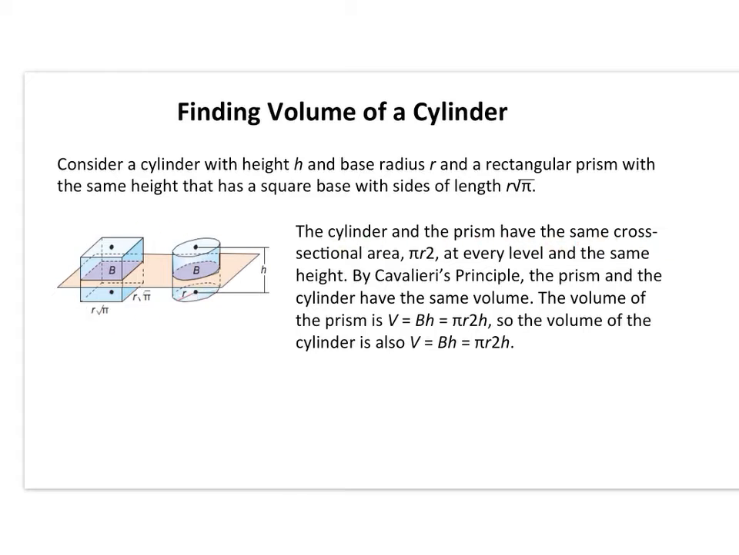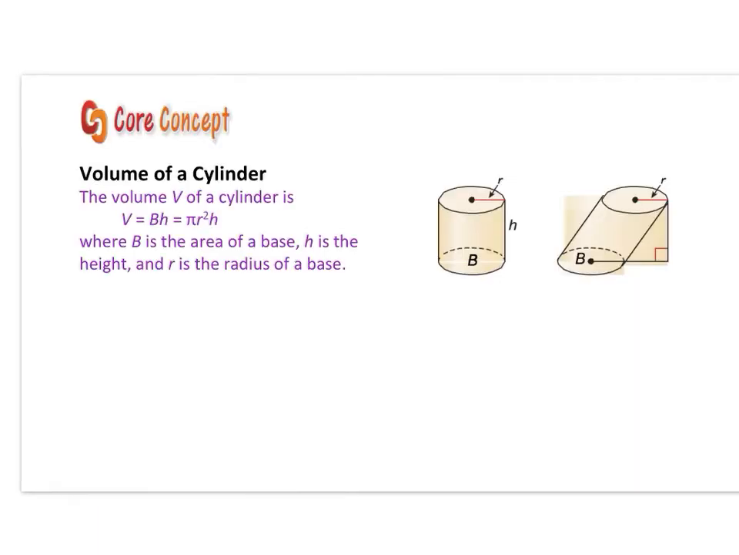The cylinder and the prism have the same cross-sectional area, which is pi r squared, at every level and the same height. So by Cavalieri's principle, mentioned earlier, the prism and the cylinder have the same volume. And the volume of the prism is capital V equals BH equals pi r squared h. So the volume of the cylinder is also V equals capital BH equals pi r squared h. So that leads us into the volume of a cylinder.